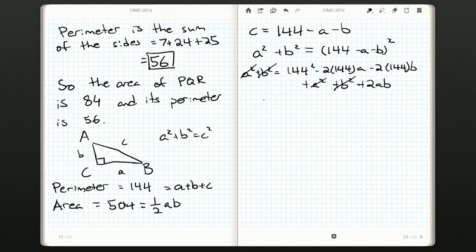We want to simplify this a little more. So what can we do? Well, I can get rid of this ab right here. So if 1/2 ab is equal to 504, that means 1008 is equal to ab. Right? Multiply through by 2. So we can substitute b is 1008 divided by a.